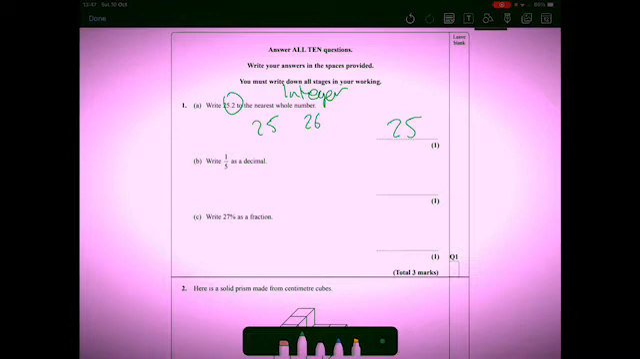Question 1B. Write 1/5 as a decimal. Okay, the answer to this is 0.2. Remembering that 1/5 is the same as 2/10, and here we can see the 2/10.